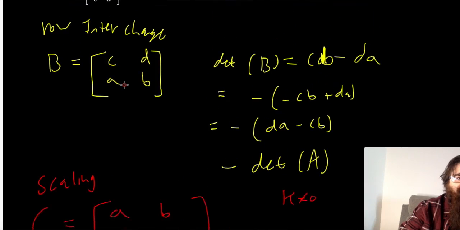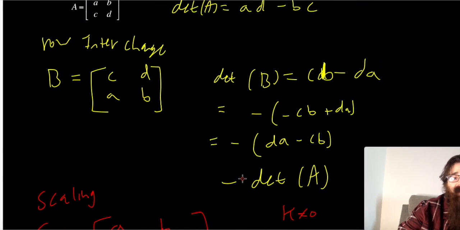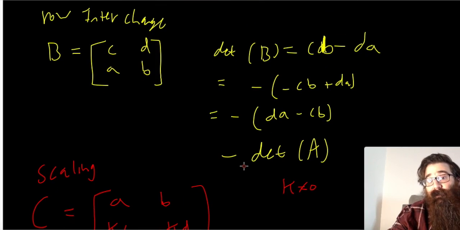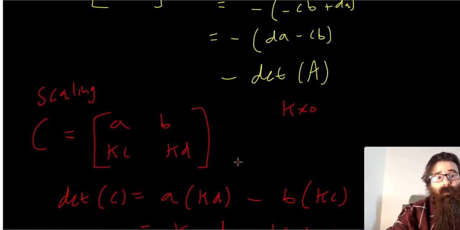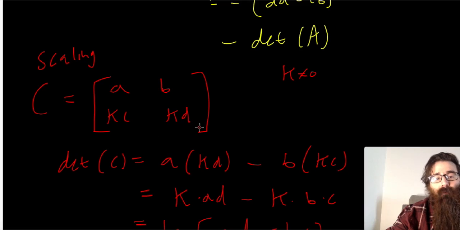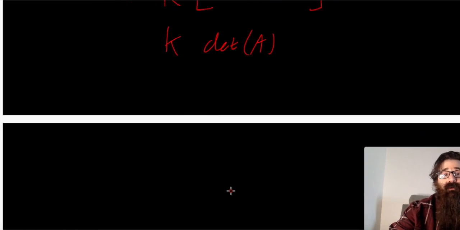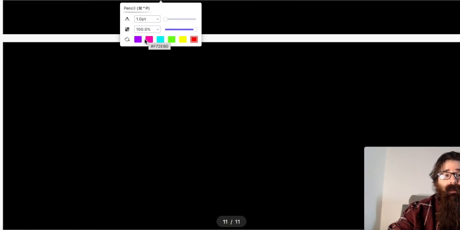Let me make a note here: this was scaling. Just to refresh, when we did row interchange, the sign of the determinant flipped, though the number stayed the same, just the sign was different. When I scaled a row by some non-zero constant, the determinant also got scaled by that same constant. Kind of cool. There's one more elementary row operation to look at.